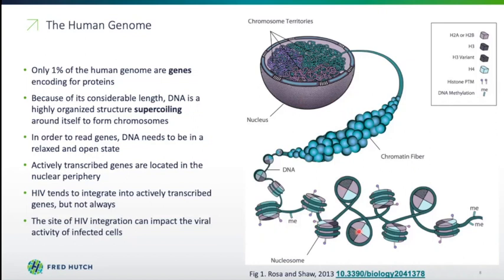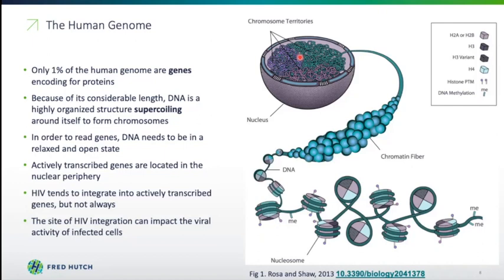The same way that we can't just look at a closed cookbook and know what to cook. We need to open that book up to the right page in order to read that recipe and make whatever we need to make. And we find that this process of opening up that DNA tends to happen on the outskirts, or the periphery, of this nucleus. And so what this means is that we tend to find that HIV integrates its genome into actively transcribed genes. This isn't always the case, and there are very notable exceptions that I'll talk about later.